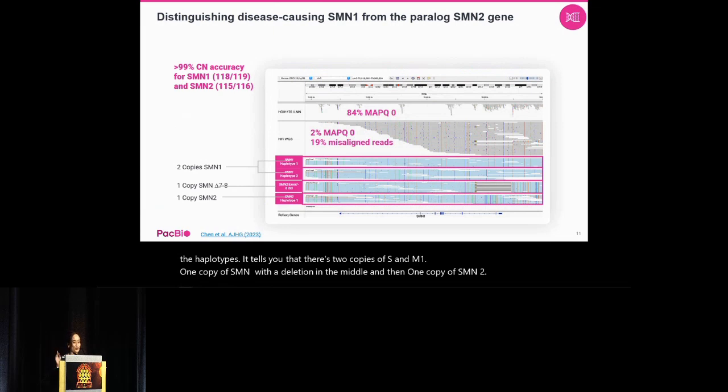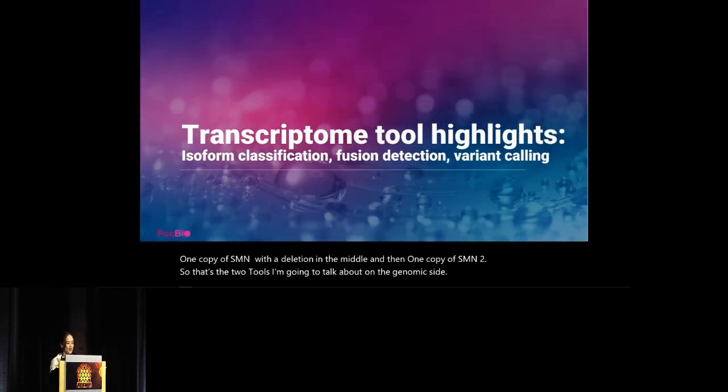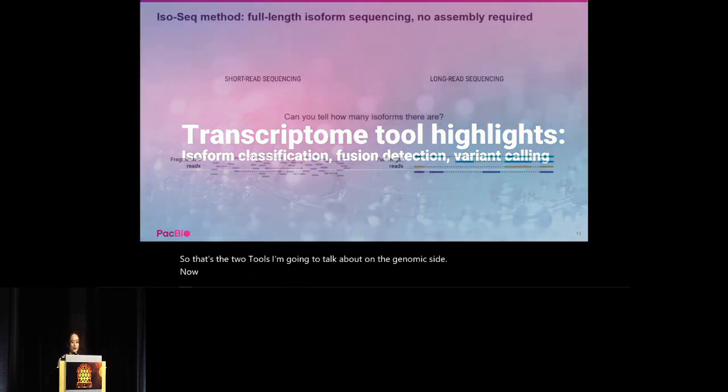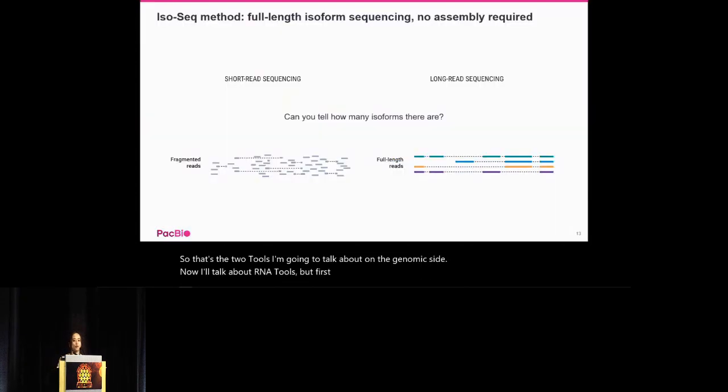So that's the two tools I'm going to talk about on the genomic side. Now I'll talk about RNA tools. But first, I like to visually show people just how different RNA-seq is in the short and long read space. If I show you this graph from the left to the right side and ask you, can you tell me how many isoforms there are?